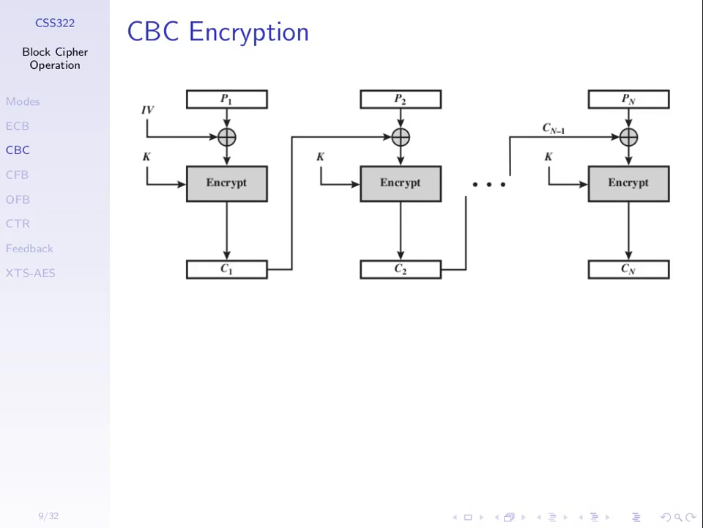CBC is slightly slow because we have to wait for the C1 to compute, right, and then we feed back into the C2 for the P2. Yes, we need to wait. So the iteration 2, we must wait for iteration 1 to complete to do that. Can we do better?